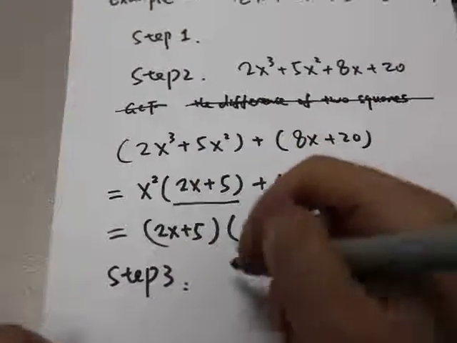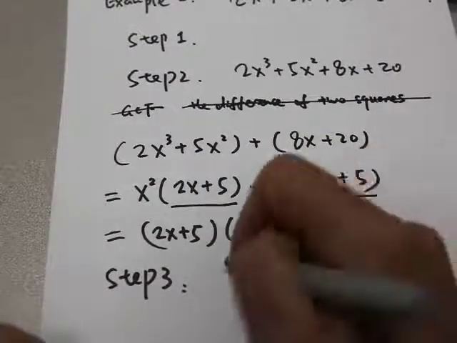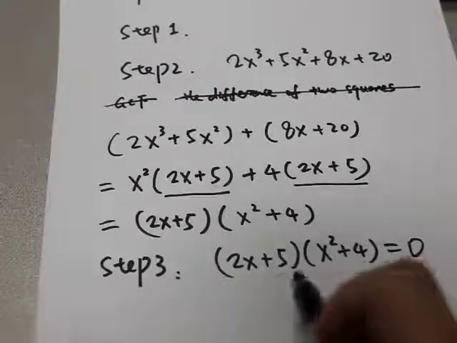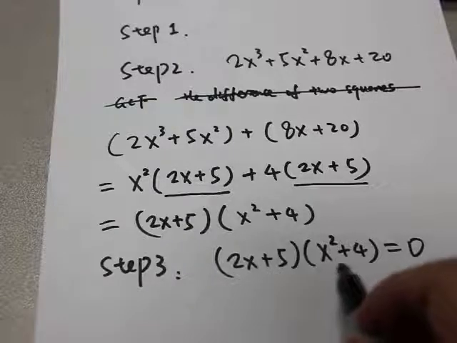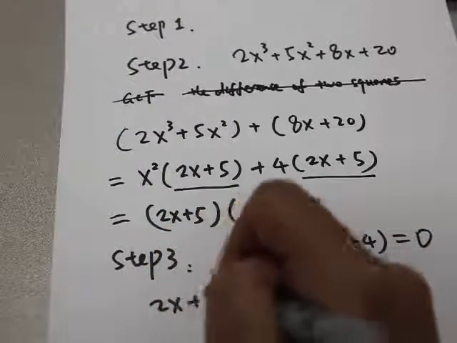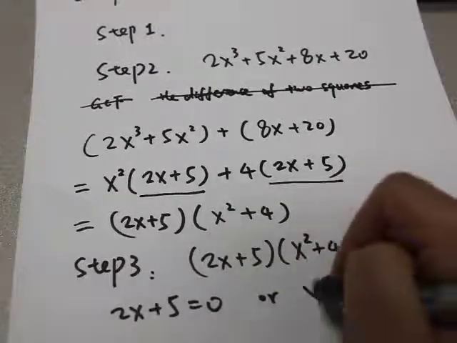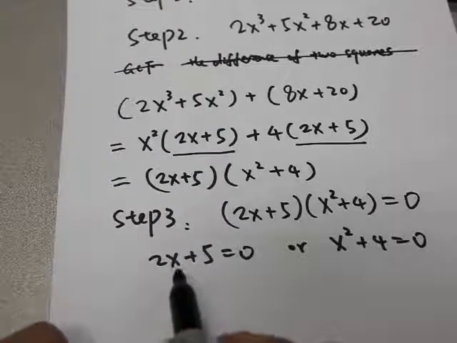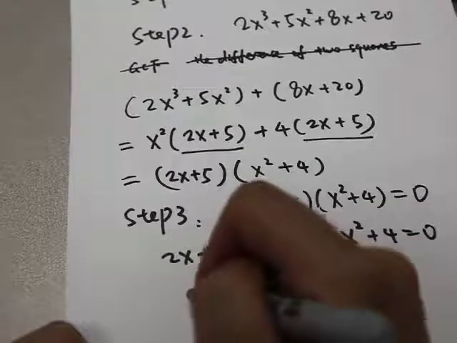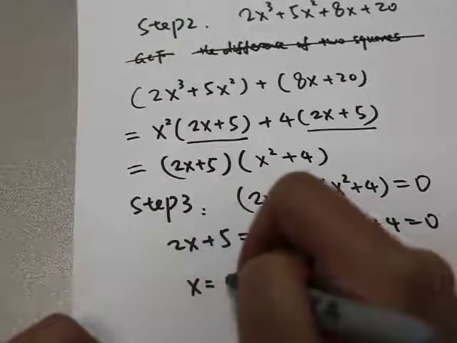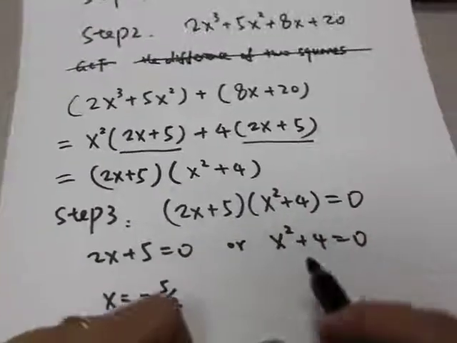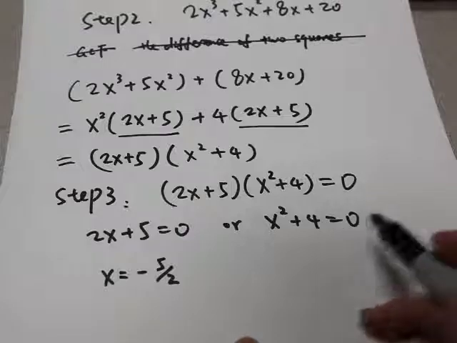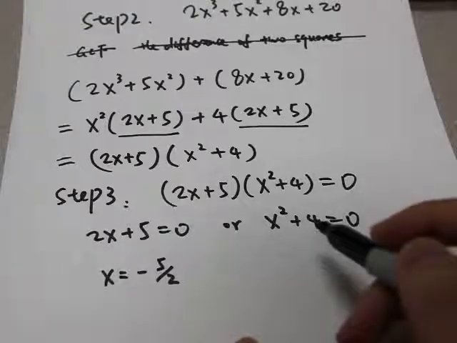Okay. So once we factor this polynomial this way, we can do step 3. Step 3 is to solve the equation using the zero product property. Now we have 2 factors, right? So that means 2x plus 5 equals 0, or x squared plus 4 equals 0. So one is a linear equation, another one is a quadratic equation. Now this linear equation is easy, so x equals negative 5/2. For this quadratic equation, you can use the quadratic formula, but there is a better way to use.